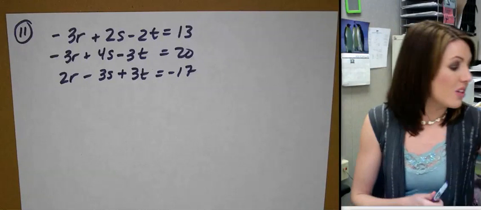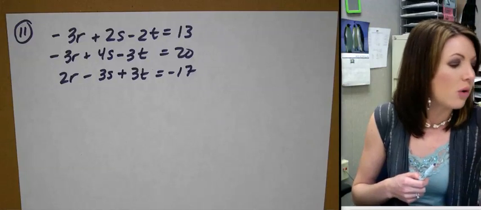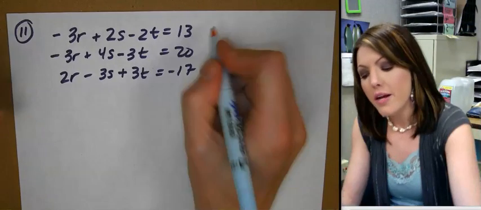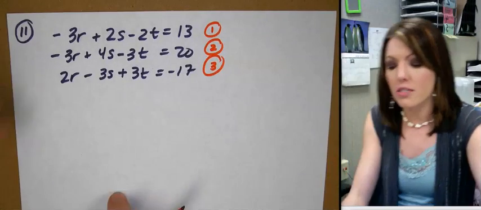The second thing that we talked about that is super important with these problems is staying organized. There's a lot of information here, a lot of things going on. So if we can help ourselves out in some way, we want to do that. So first thing in getting organized is label these equations 1, 2, and 3.